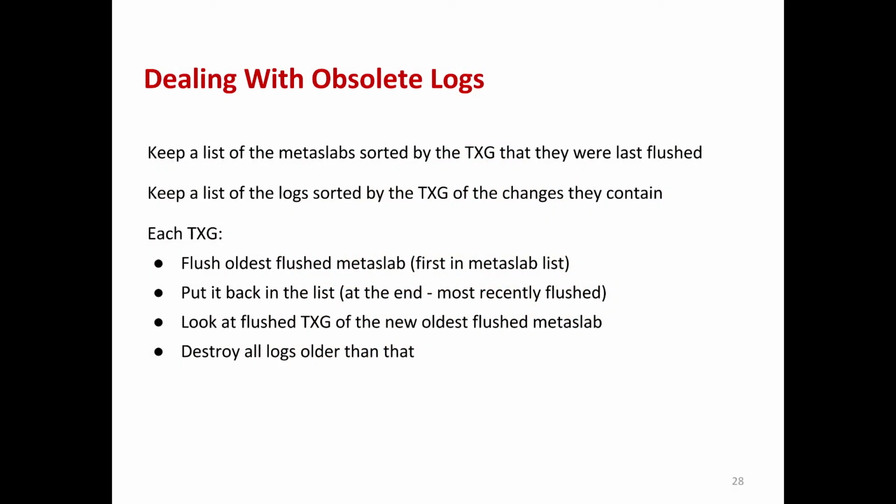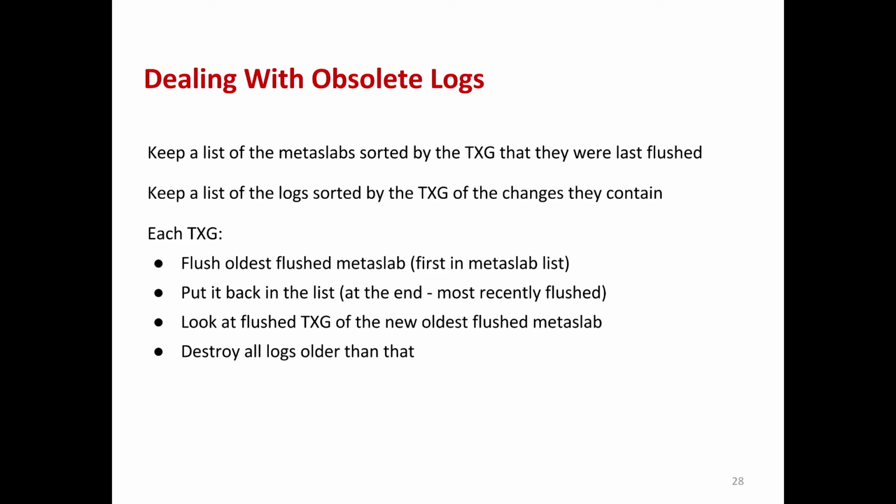So the algorithm is kind of like this. We keep a list of all the metaslabs sorted by the TXG that they were flushed. Basically, up to what TXG do their space maps have entries from. So at the beginning of the list, we have the oldest flushed, which will probably be missing a lot of entries on the space maps. And at the very end, we'll have the most recently flushed, the one that we just flushed, and it should be fine for now.